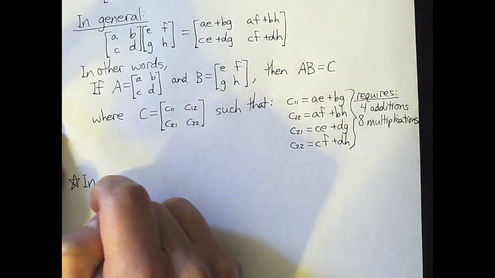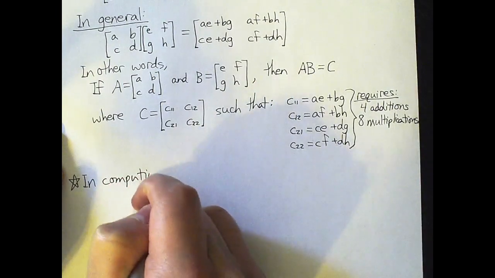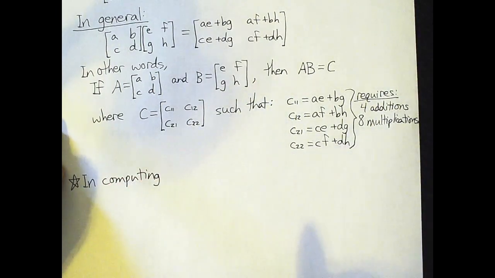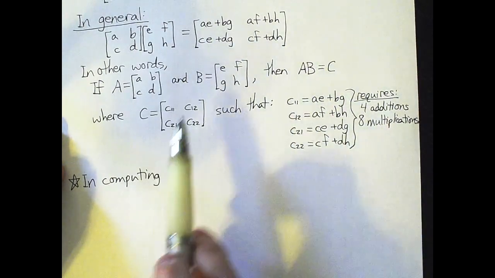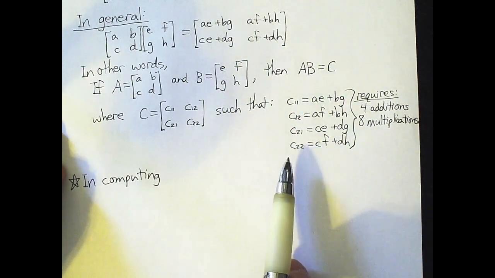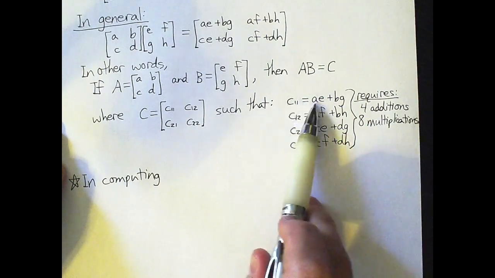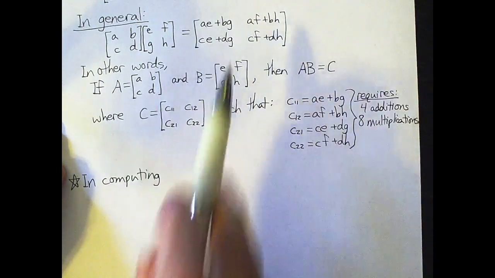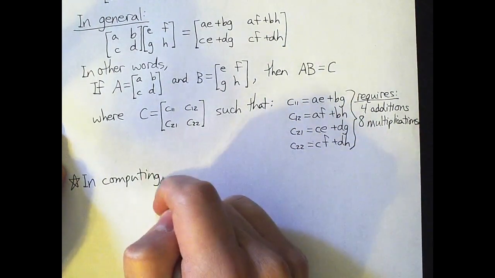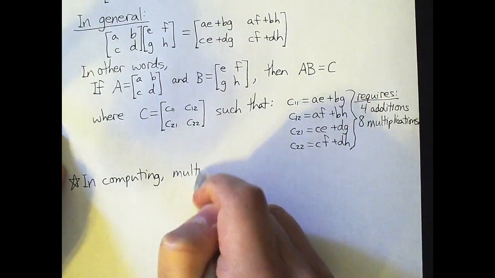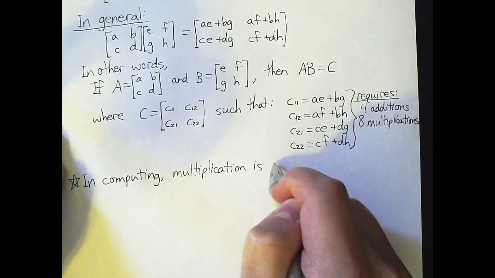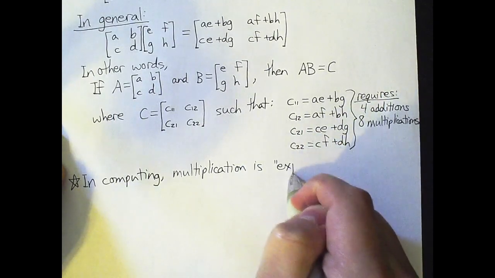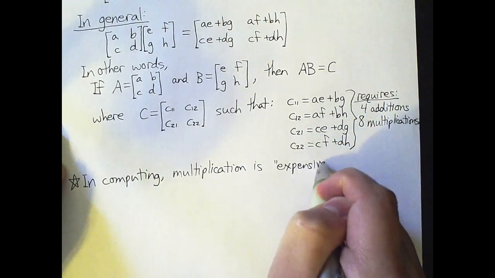Now, in computing, like if we wanted to program a computer to multiply 2 matrices for us, this is kind of a good summary of the algorithm. You could tell a computer to do these additions and multiplications and get the answer. But in computing, multiplication is considered "expensive."